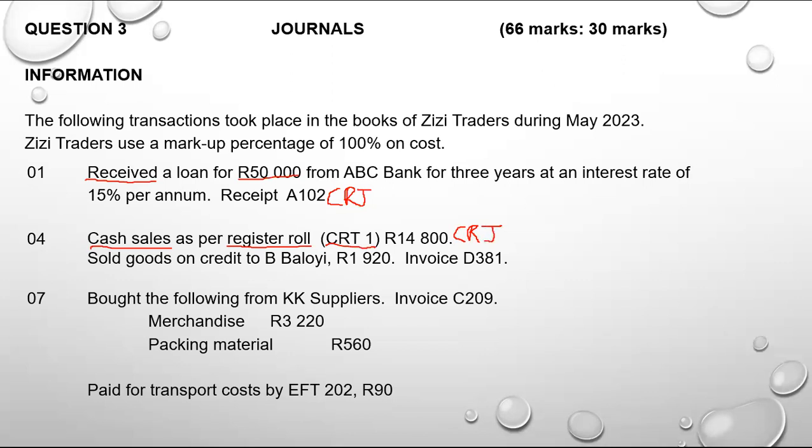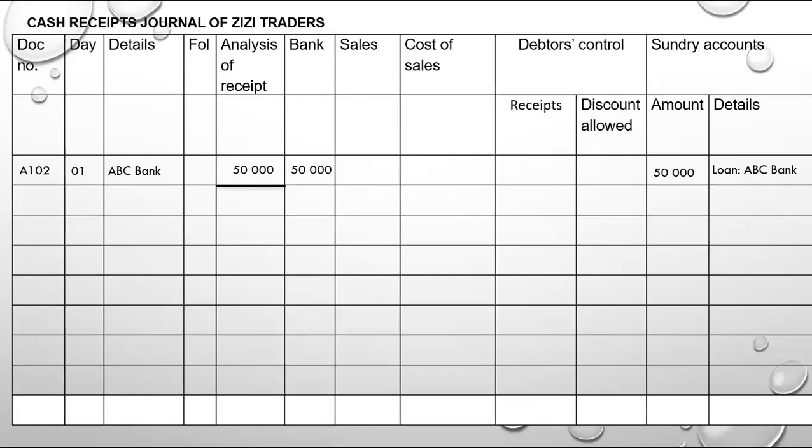Okay, deal with one transaction at a time. Now, how do I record it in the CRJ? Because we sold goods, our source document won't be a receipt. Instead, it will be CRT1. The day will be the 4th. It's basically cash sales. Under analysis of receipts, you'll put 14,800 because that's what we received. We received the selling price of the goods. Underline and take it straight to the bank because it's the only transaction that has to do with cash received. Under sales, you will record 14,800, which is the selling price of these goods that were sold.